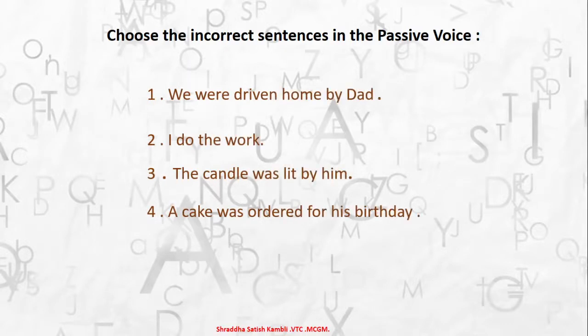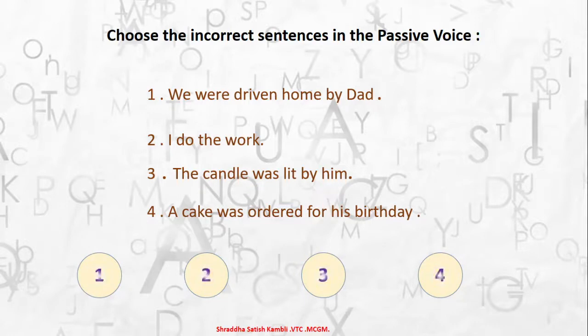We were driven home by Dad. I do the work. The candle was lit by him. A cake was ordered for his birthday. Again, which one is not in the passive voice, that is, it is in the active voice? It is sentence number 2.